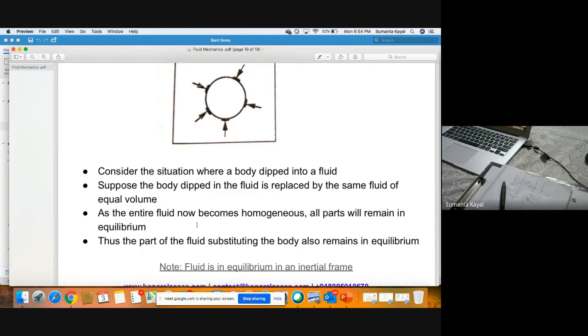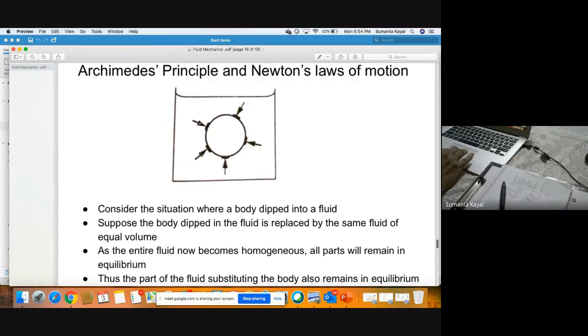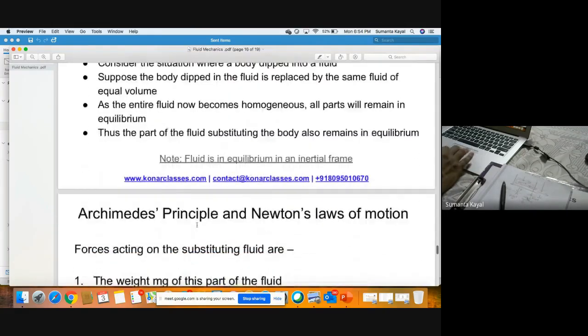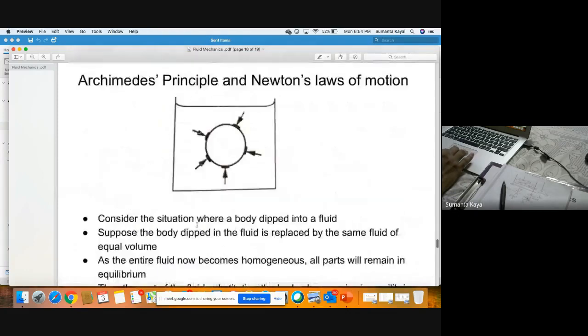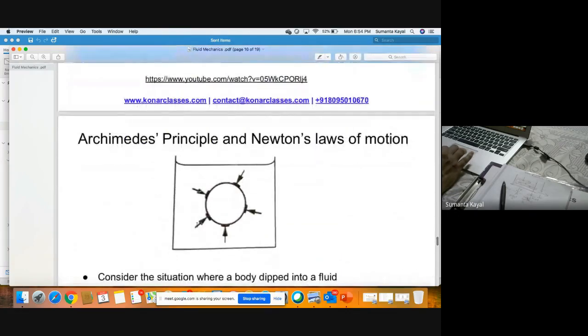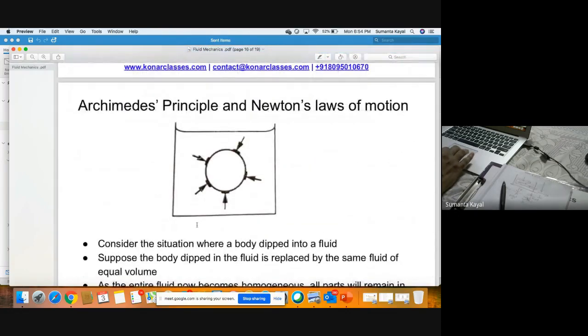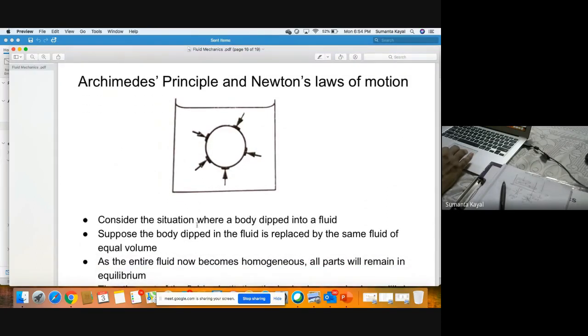So this is a very simple thing. There are lots of things there, so I just thought of explaining to you. So this is what it is. Another point is there, maybe in my next class I'll explain how we can derive Newtonian motion from Archimedes principle. So you read this one, maybe in the next class.